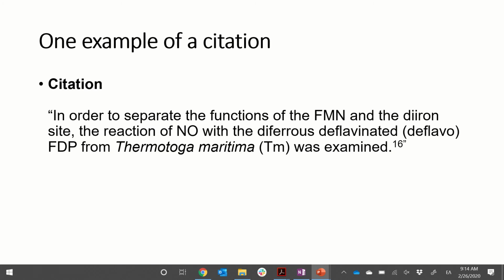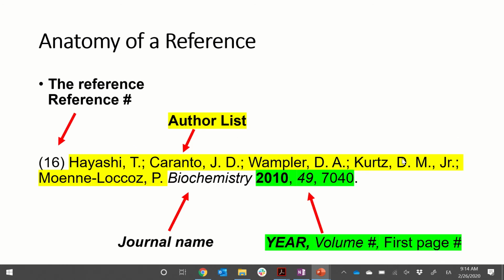So again, here's the citation. The citation is the superscript number at the end, and that refers to the reference. And at the reference, we saw two lines of text. So let's look at the different parts of the reference. The first is the number. This is the reference number, so that's how we know within the text what reference is being referred to.